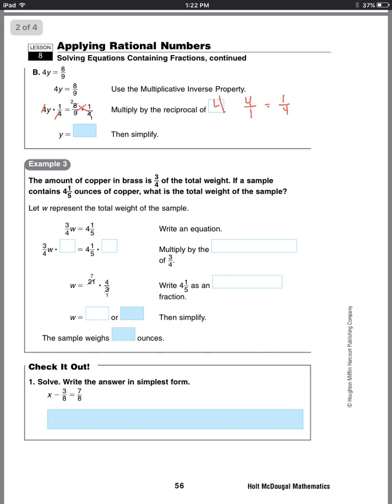And then we look across. We have 4 and 8. 4 goes into both of those. 4 goes into 4 one time, and 8 twice. 9 and 1, nothing goes in but 1. So we have 2 times 1, which is 2, and 9 times 1, which is 9.